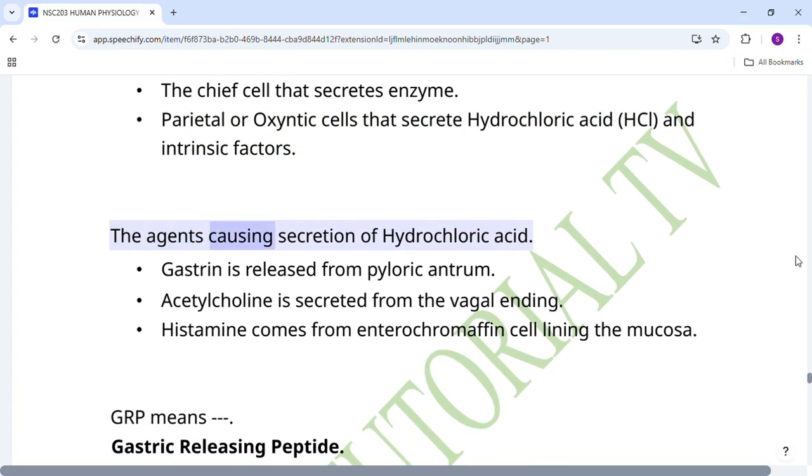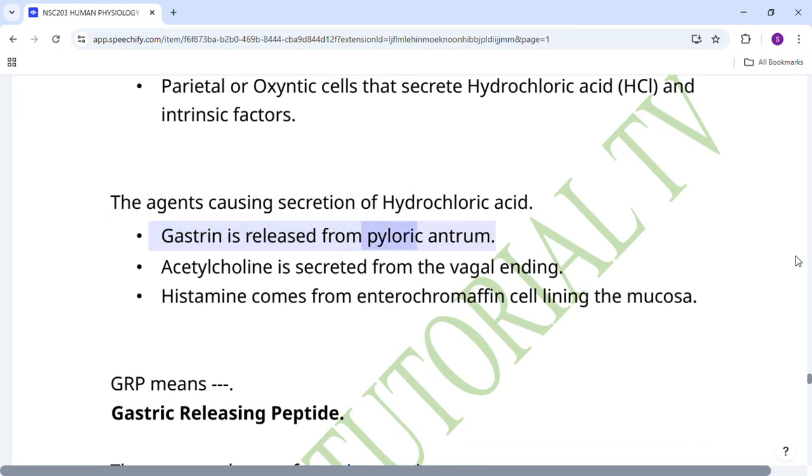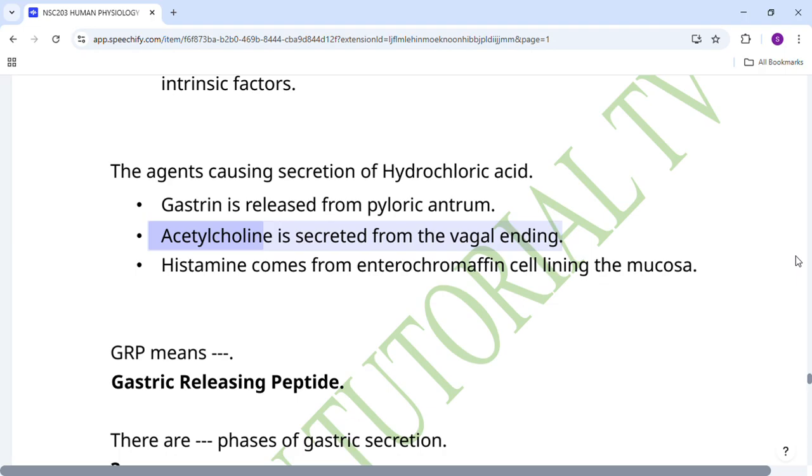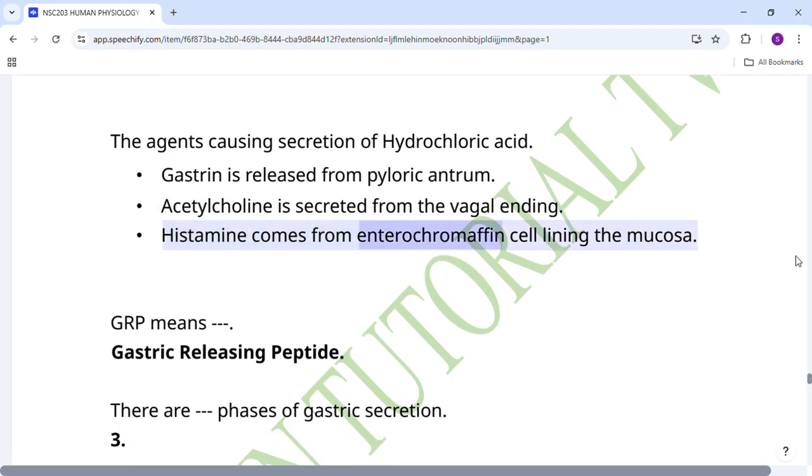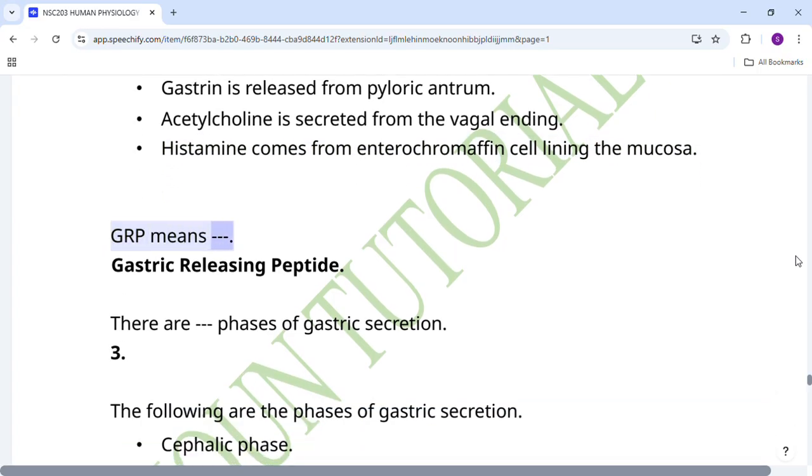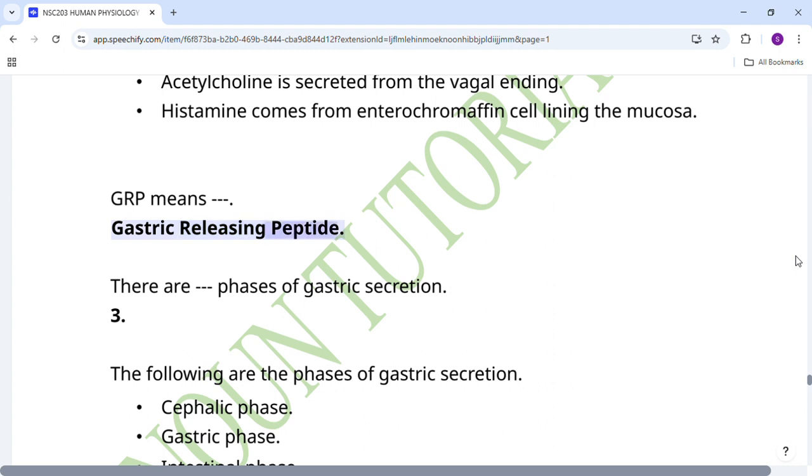The agents causing secretion of hydrochloric acid: gastrin is released from the pyloric antrum, acetylcholine is secreted from the vagal ending, histamine comes from enterochromaffin cells lining the mucosa. GRP means gastric releasing peptide.